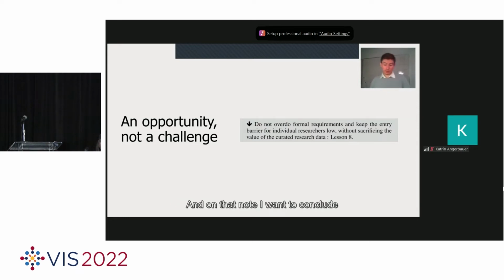And on that note, I want to conclude with our final lesson: do not overdo formal requirements and keep the entry barrier low without sacrificing the value of curated research data.